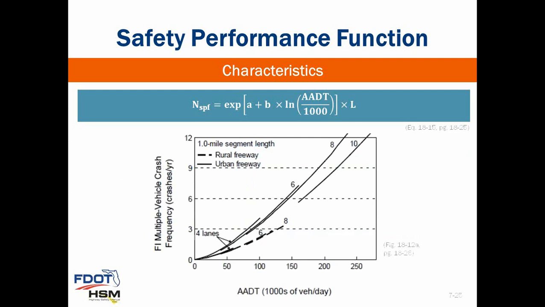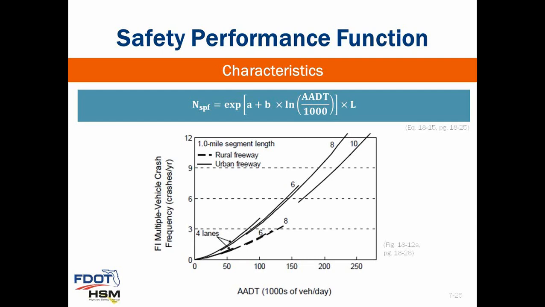The figure in this slide shows the relationship between AADT and the predicted average crash frequency for a freeway segment that is 1 mile in length. The x-axis shows the freeway AADT. The y-axis shows the predicted frequency of fatal and injury multiple vehicle crashes. The solid trend lines correspond to urban freeways, and the dashed lines correspond to rural freeways. The numbers near each trend line indicate the number of lanes on the freeway.